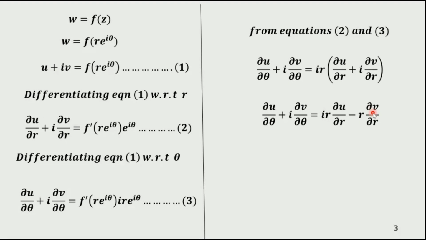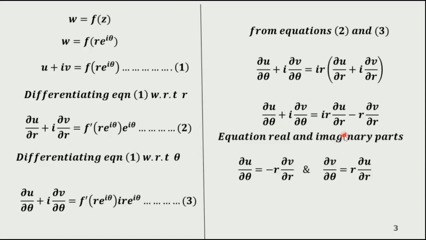Okay, so what we are doing is, we are starting with equation 1, differentiating with respect to r and with respect to theta, and using the right hand side of equation 2 in equation 3, so that the f dash of r and e raised to I theta terms will get cancelled. We will have only these partial derivatives, and then equating real and imaginary parts. So if we equate real and imaginary parts, we will get dou u by dou theta is equal to the real part on the right hand side, minus r dou v by dou r, and dou v by dou theta is r dou u by dou r.